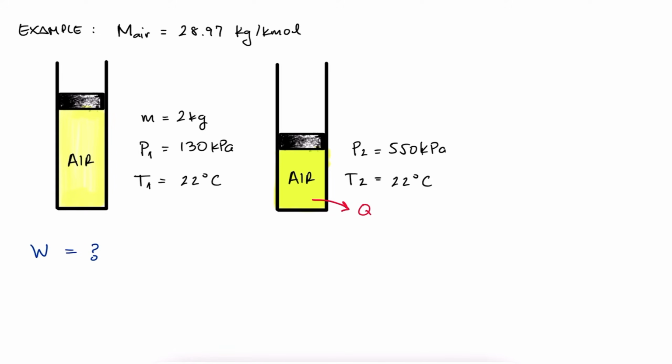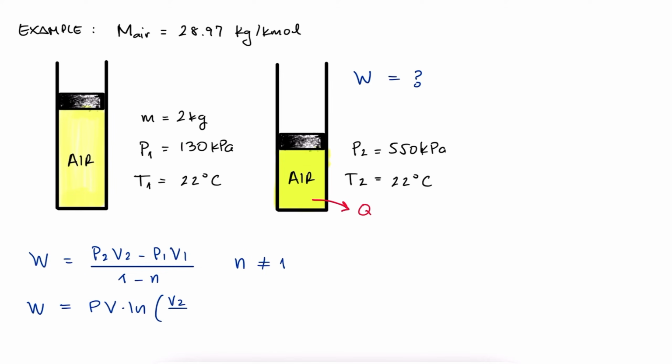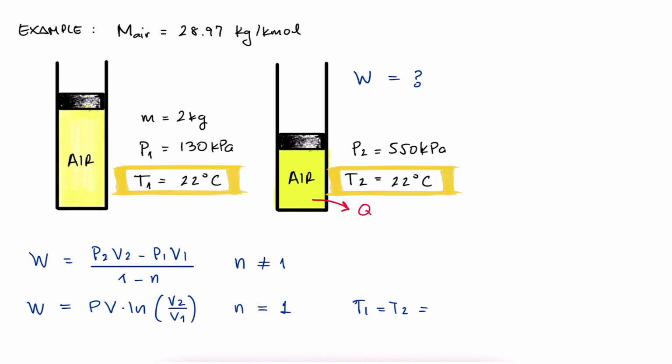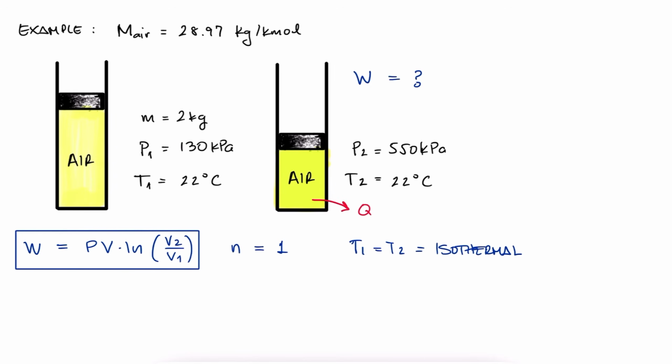To solve for the work, we know we have two options we derived today. One for when the polytropic index is not 1, and one for when the index is in fact 1. And since we're being told that the temperature remains constant, meaning an isothermal process, we know n is equal to 1. We have P1, P2, and T1, and again we're trying to find the work, which from these equations we see that we first need V1 and V2.